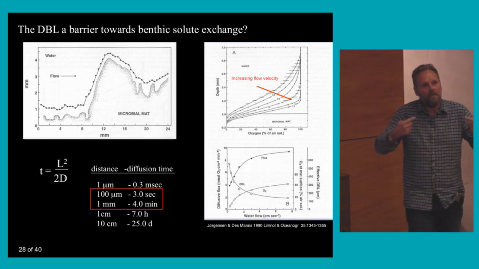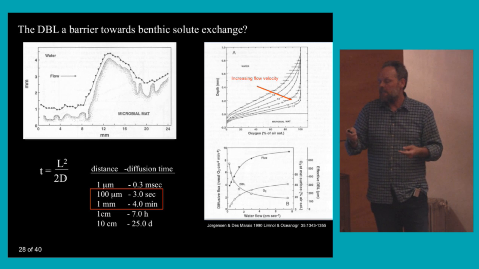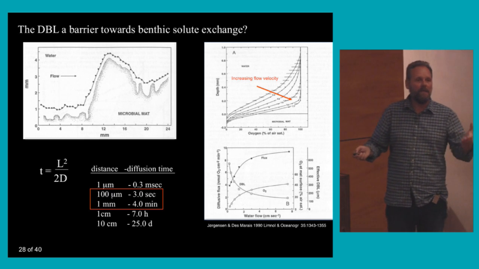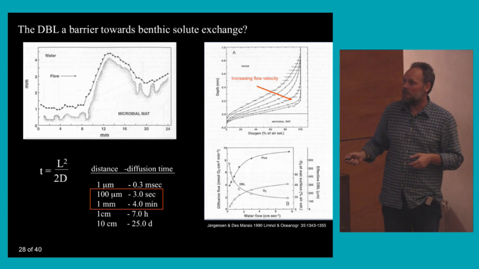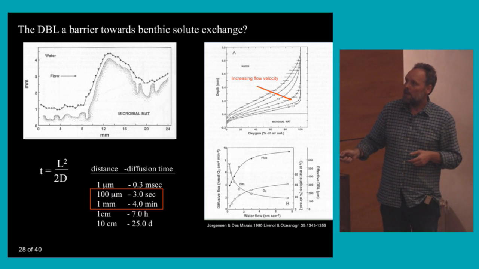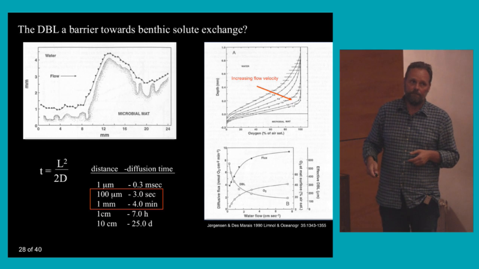Now, if the turnover in sediment is faster than that, it's actually the thickness of the diffusive boundary layer that regulates how much oxygen can be consumed and the diagenetic processes in the sediment. And Bo showed that here, where you can sort of see the flux increases with increasing flow velocities, oxygen concentrations increasing at the sediment surface, and the oxygen penetration.